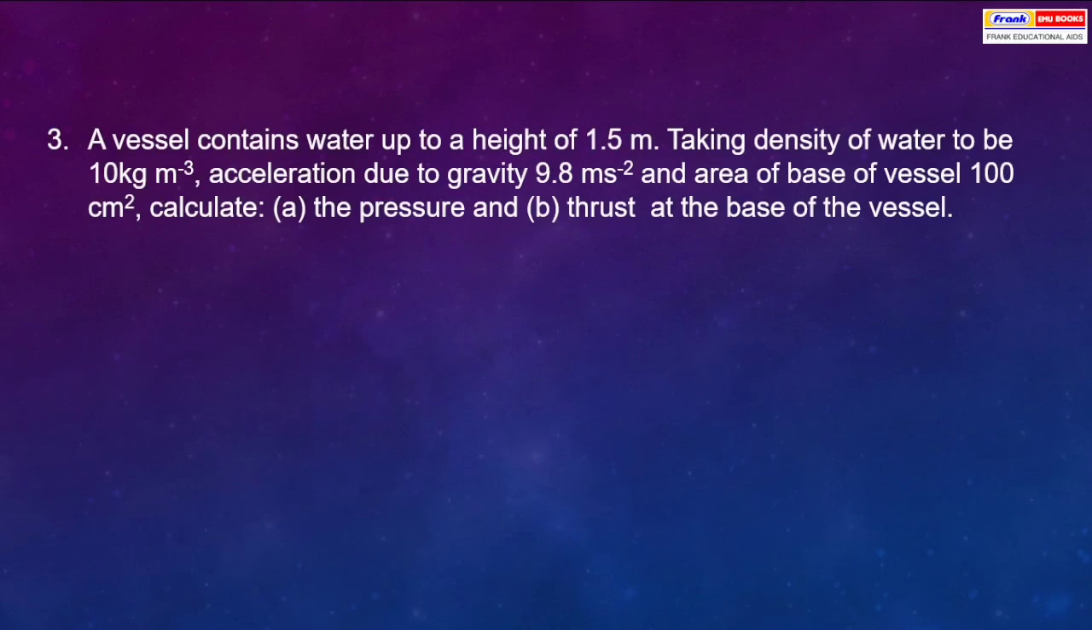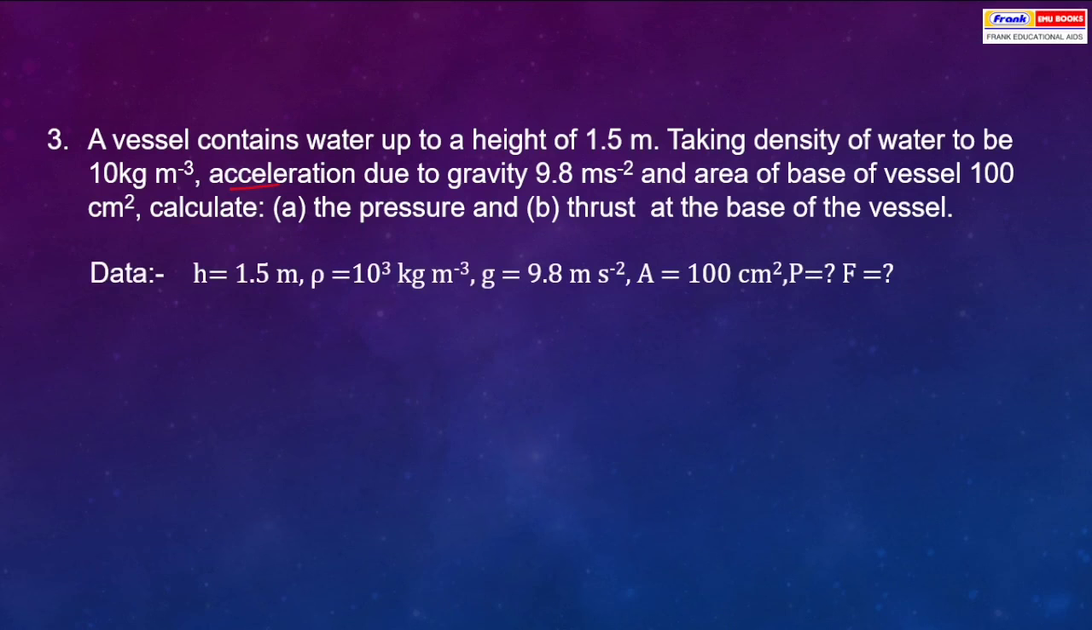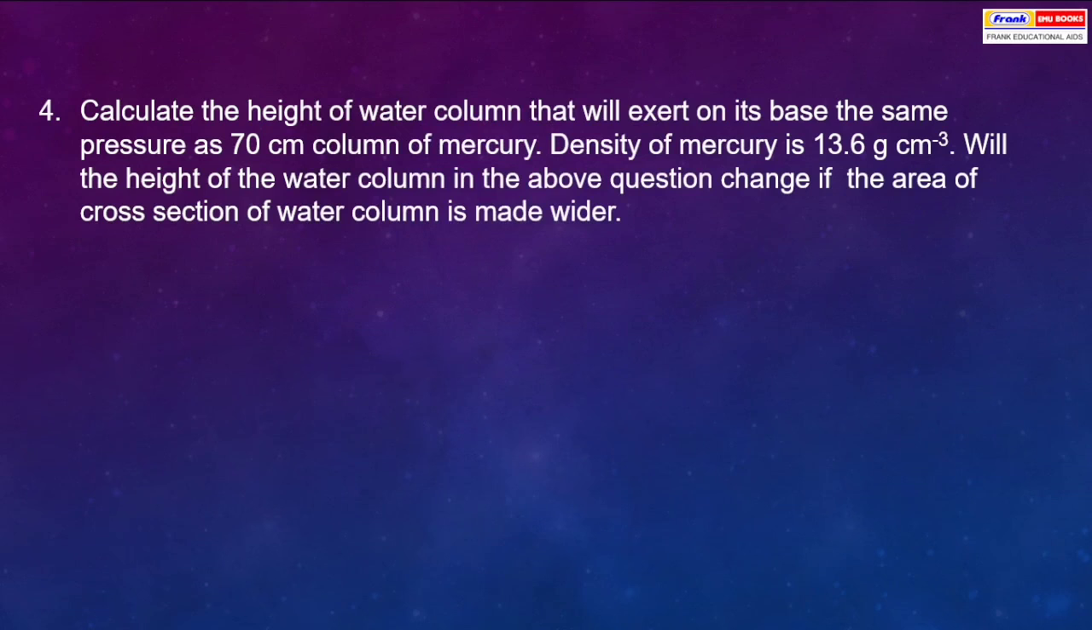Third is a vessel contains water up to a height of 1.5 meter, taking density of water to be 10 kg per meter cube, acceleration due to gravity 9.8 meter per second square, and area of the base of vessel 100 centimeter square. Calculate the pressure and thrust at the base of vessel. You have data given, and now you can solve it by yourself. I'd encourage you to solve it by yourself.